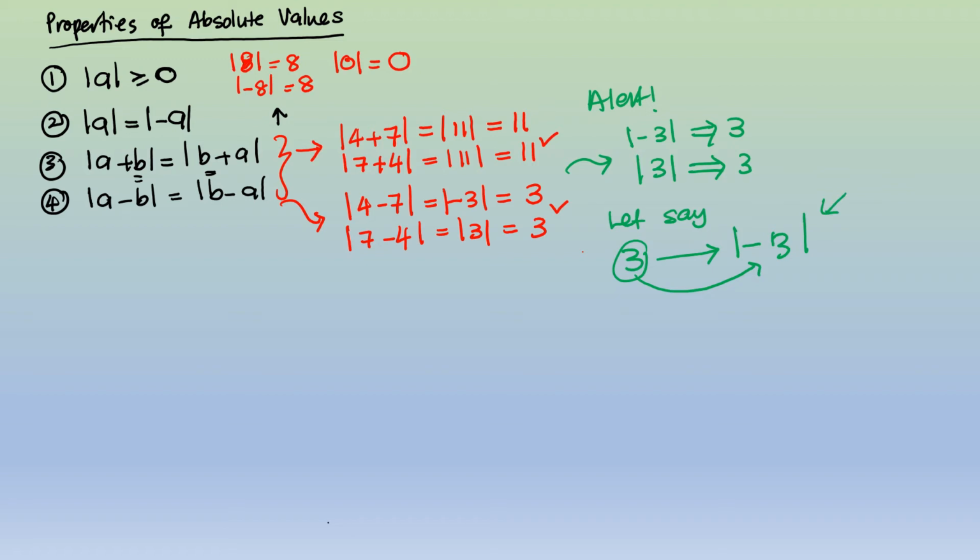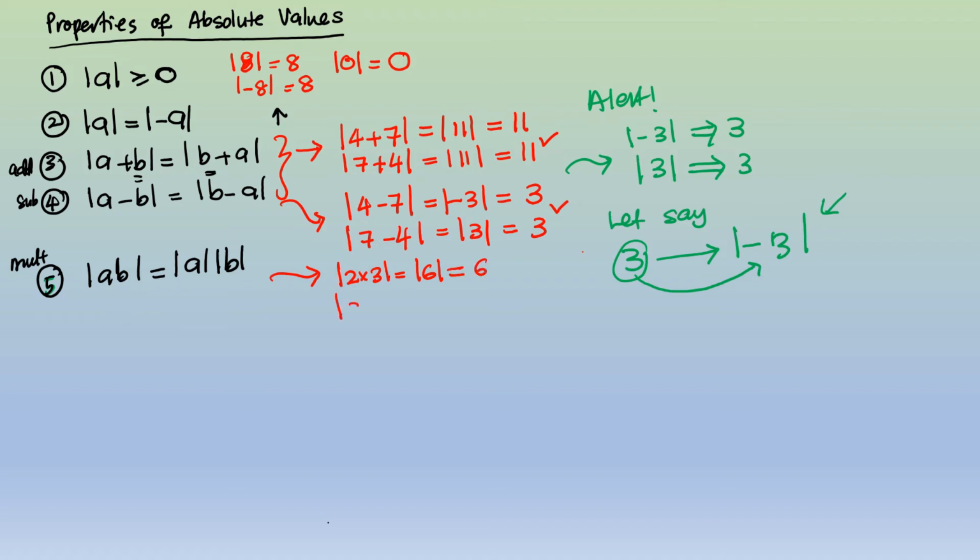Next we look at property number 5. Because we have add and subtract, of course we will have multiply. Our multiplication is modulus AB: you multiply them one by one, modulus A multiplied by modulus B. Do you want an example here? Let's give a simple number. Modulus 2 multiplied by 3 is equal to modulus 6, so it is equal to 6. If we change it to individual multiplication, modulus 2 multiplied with modulus 3 is equal to 2 multiplied by 3, and we get 6. So it is the same.